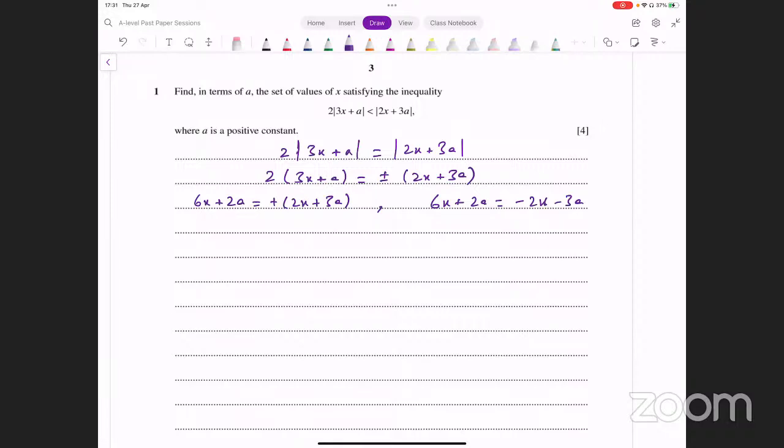First equation: let's see what we have. 6x minus 2x gives us 4x, which equals 3a minus 2a, which is a. So x turns out to be 1 over 4 times a. Okay, we have this cutoff value.